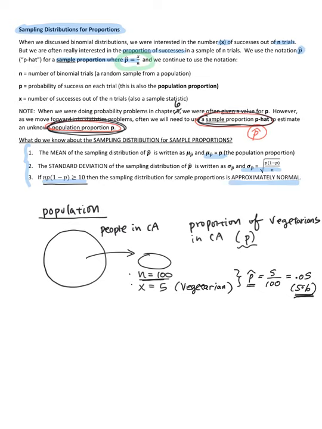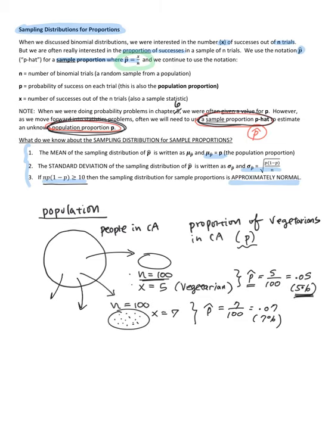But again, this is just one sample. So let's say you have another sample of 100 people, and you ask every single person if they're vegetarian or not, and you found out from this group there are actually 7 people who are vegetarian. So for this group, p hat is 7 over 100, which is 0.07 or 7%.